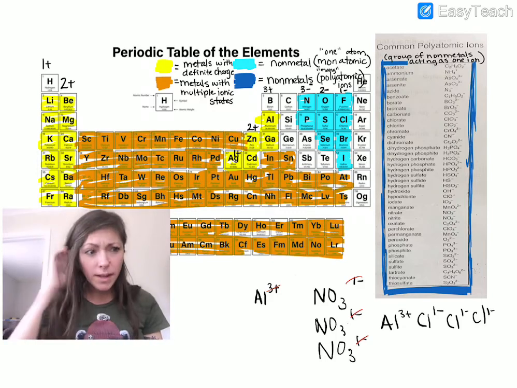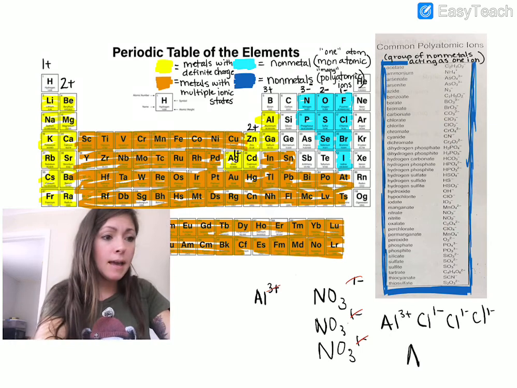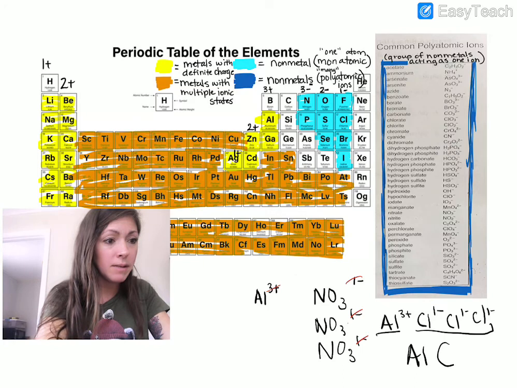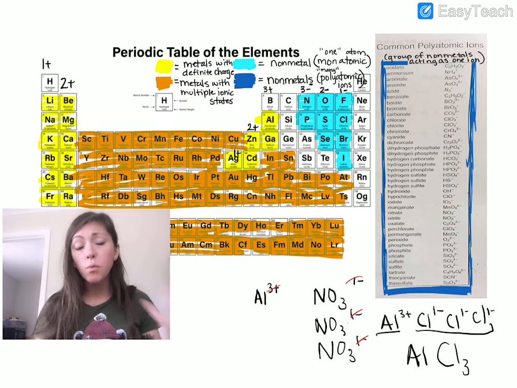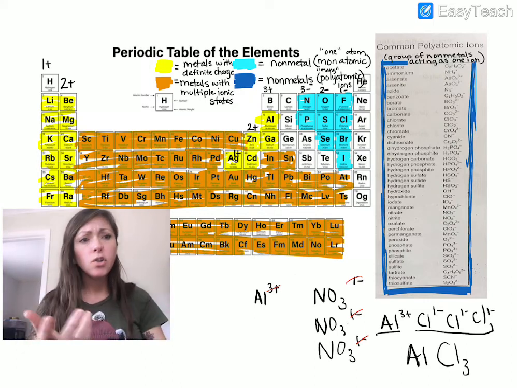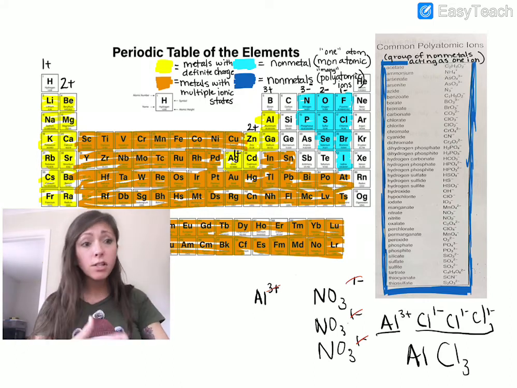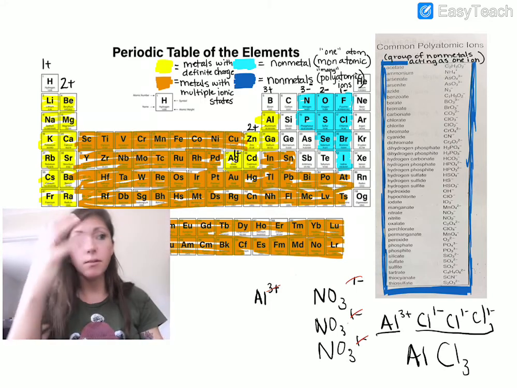Now, how do you write this in a formula? We know that the aluminum would be Al, that's 1 aluminum, and then 3 of these. Now, polyatomic ions, when you have more than one of them, you have to protect them with parentheses, because like I said, you can't just change this 3 on it, right? So you can't change the subscripts. This right here, it is set. You can't change it. You have to write it as is.